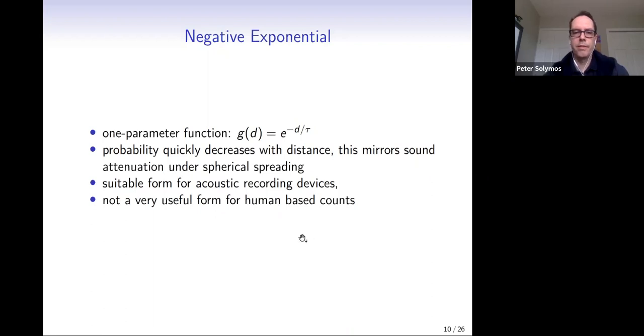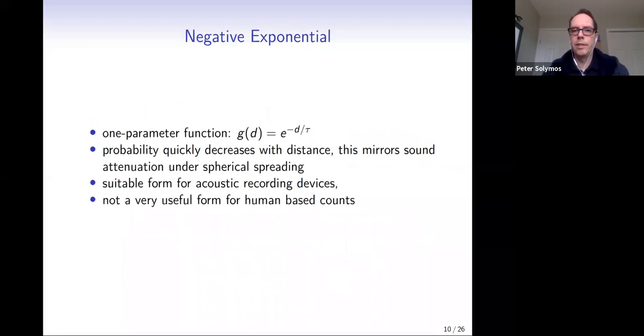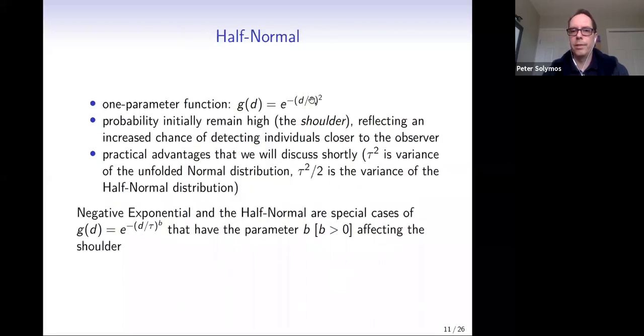But oftentimes, if you're looking at humans and how they detect things, there might be slightly higher chances of detecting things closer to us, so it's not like a totally flat shape, then we might look at this half normal, which has also some other really neat characteristics why I really like using this. It is still a one parameter function. The difference between the two is that minus d over tau, here we have minus d over tau squared. So this is the difference. This is kind of changing the shape of it.